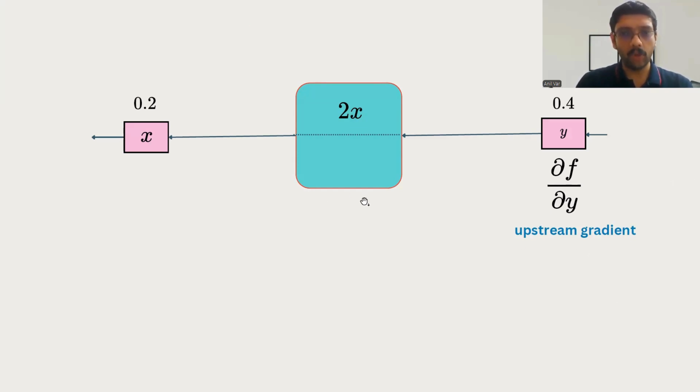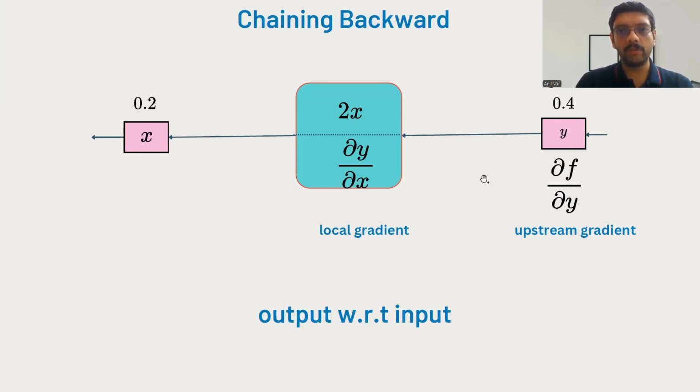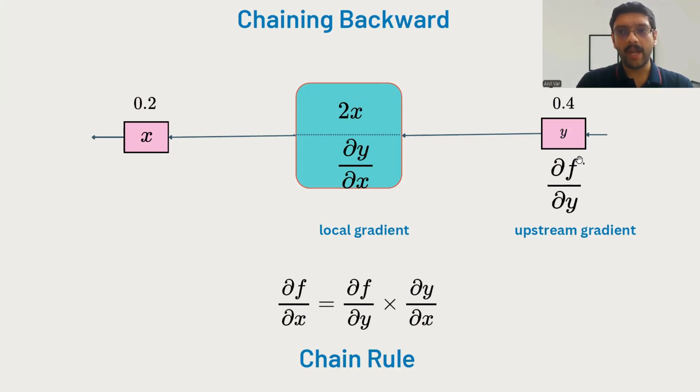What we have here for this node is its local function. So you can compute the derivative of this function with respect to its input. The output or the function is y. So we're going to say we want to compute ∂y/∂x. That's called the local gradient. In this case, it's quite simple. It's just 2, right? And then what we want is the sensitivity of the output, which is f, with respect to x in this case. And so ∂f/∂x can be given by chaining the upstream gradient ∂f/∂y with the local gradient ∂y/∂x, right?